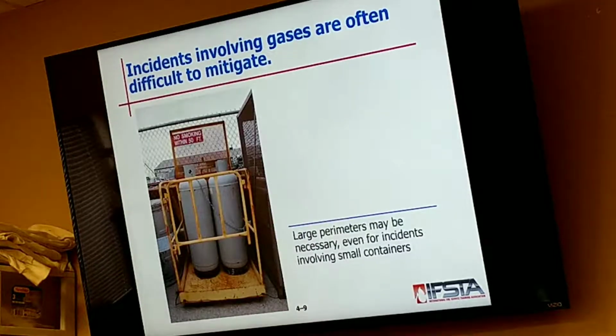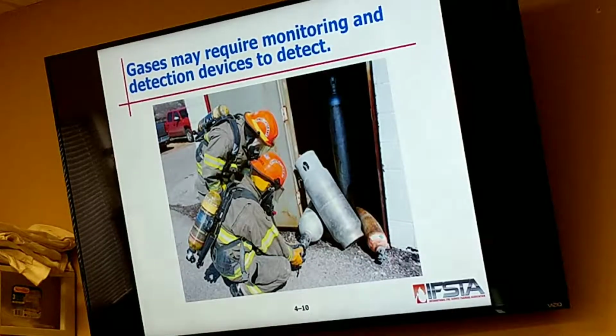Compressed gases, liquefied gases expand rapidly when released. They have a potential to threaten large areas. If a gas is invisible or has little or no odor, it may be impossible to detect it without your gas meters.